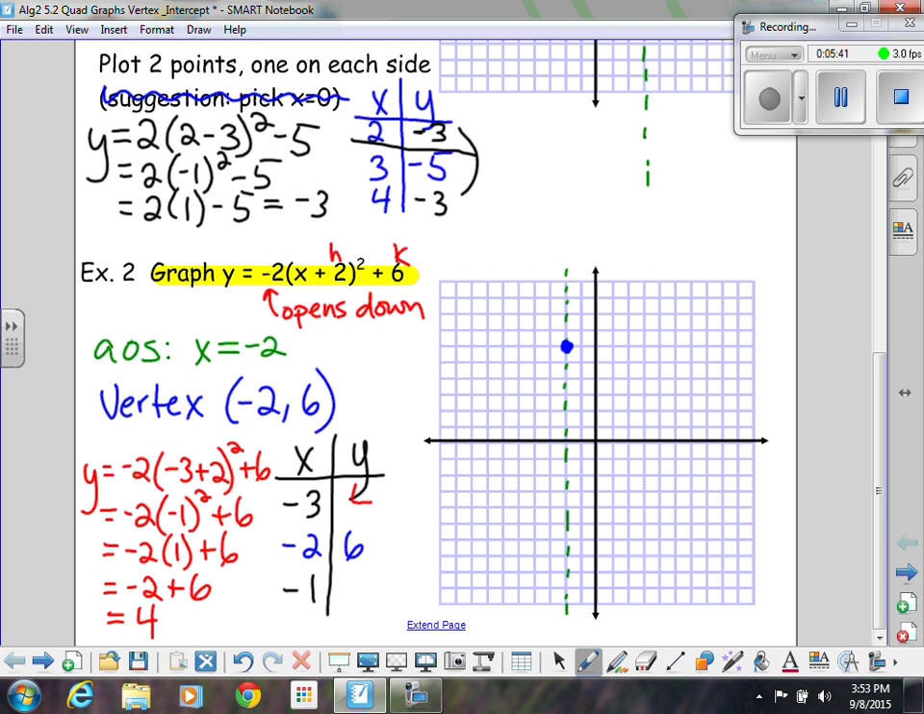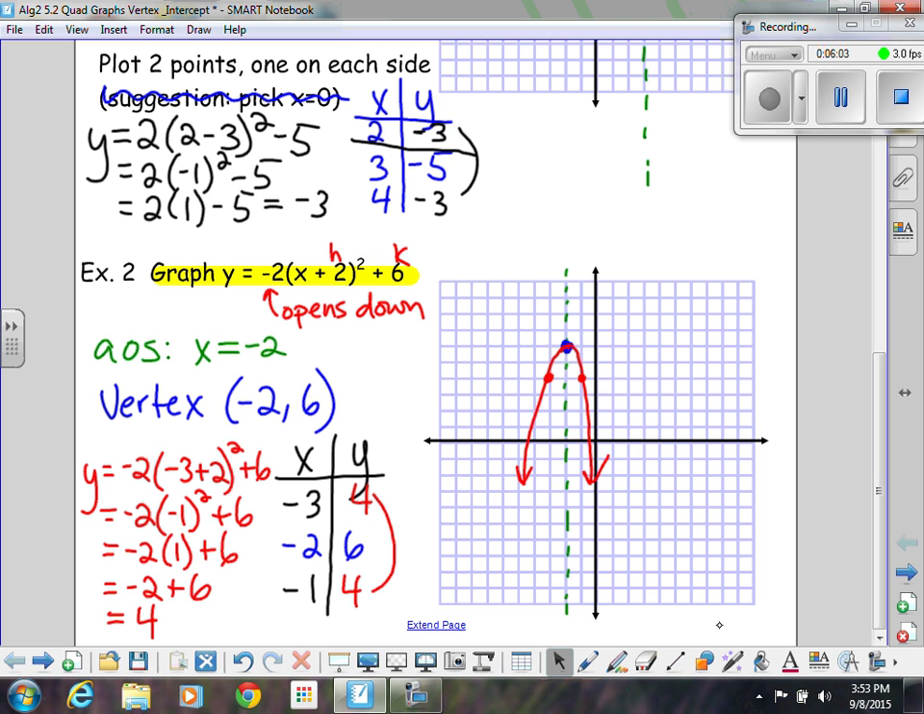So I'm getting +4 here, and I should get the same thing here. These should match. So I'm going to plot those on my graph. So -3, 4, 1, 2, 3, 4 is there. And my symmetrical point is -1, 4. That should be there. And notice that our parabola opens downward just like we thought from the beginning.